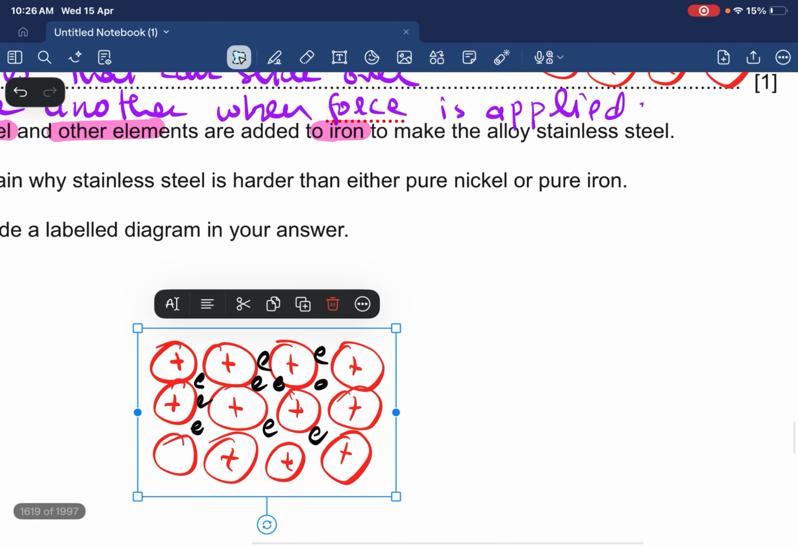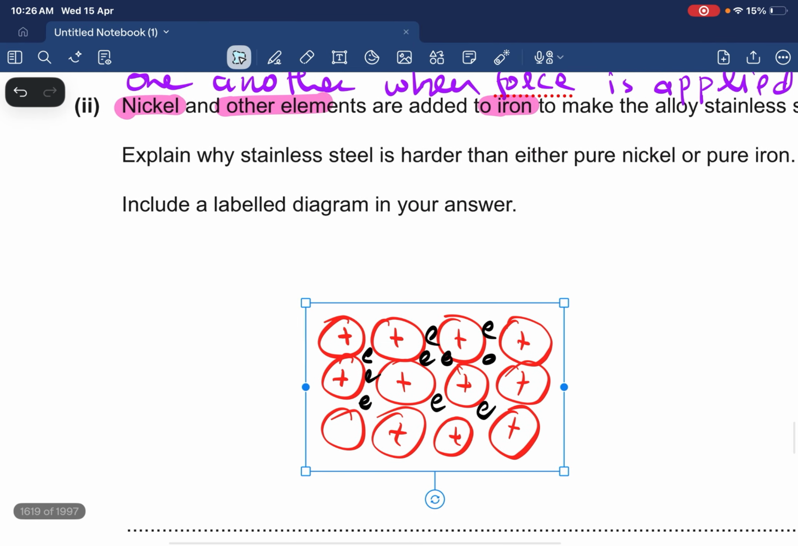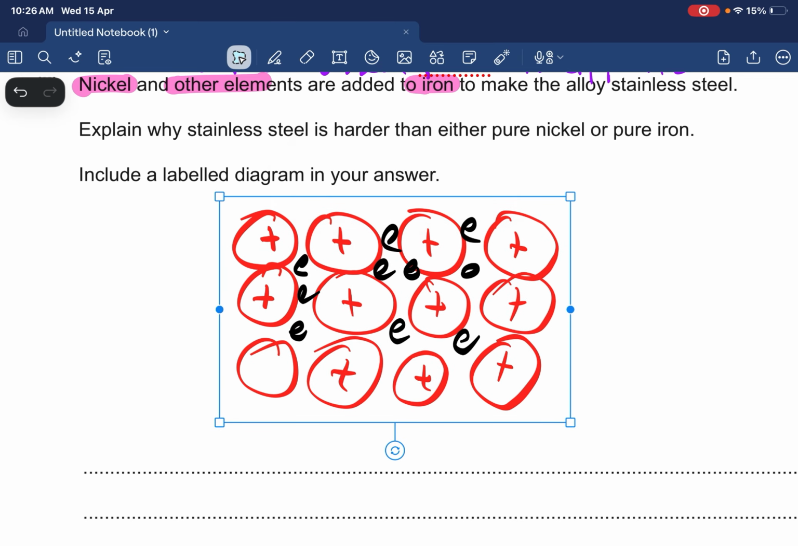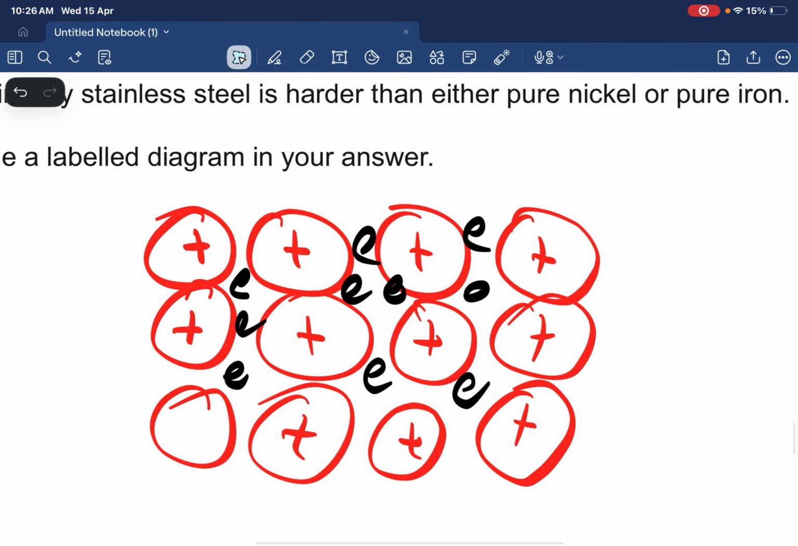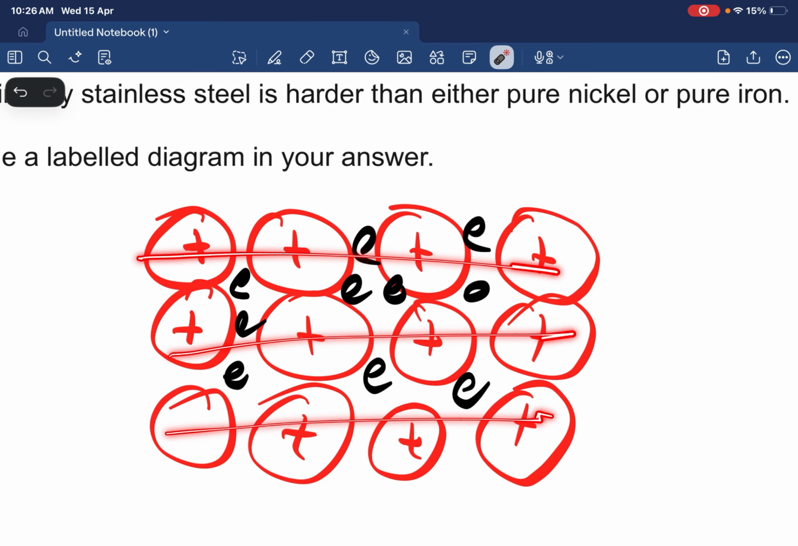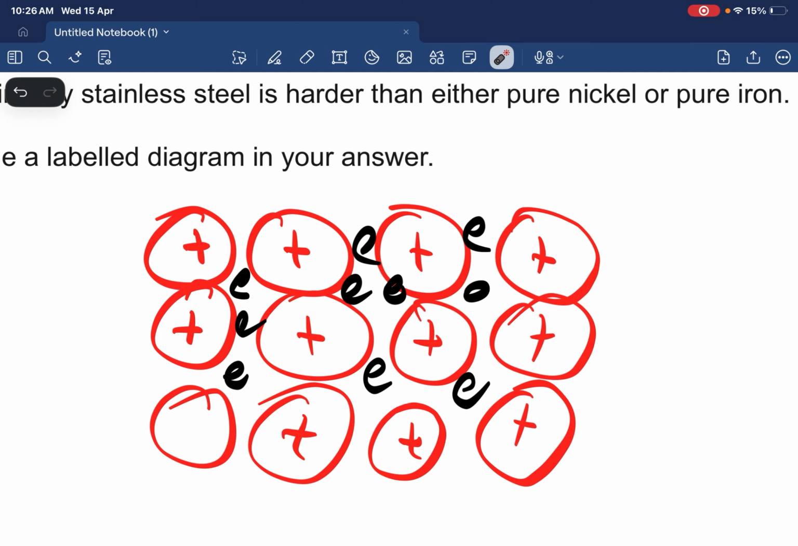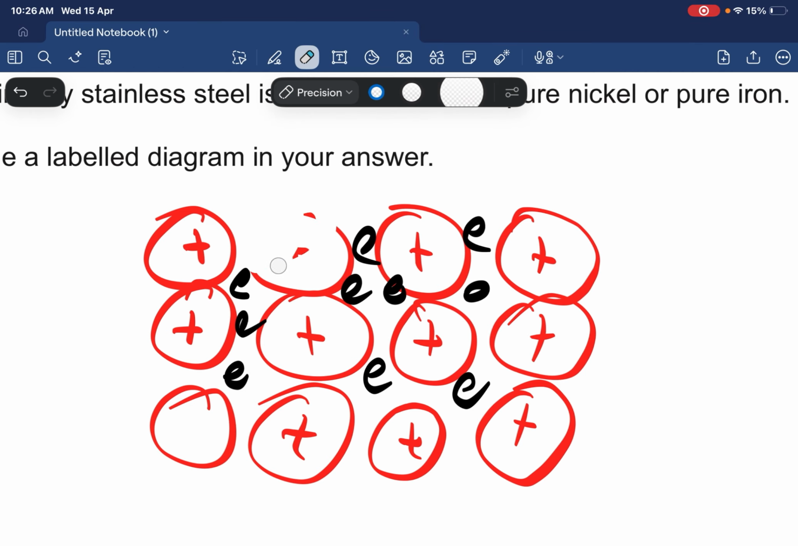Explain why stainless steel is harder than pure nickel and pure iron. I'm going to explain it. This is your nickel, right? I'm talking about nickel right now. It is one size of atoms. All atoms have one size. But if I add another metal to it, now what's going to happen? In some places, I'm going to draw some atoms that are of different sizes.